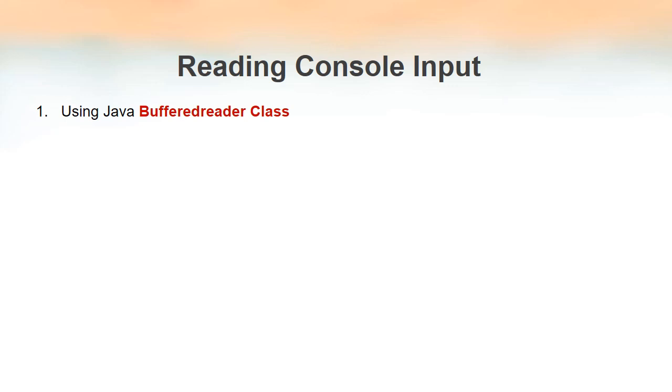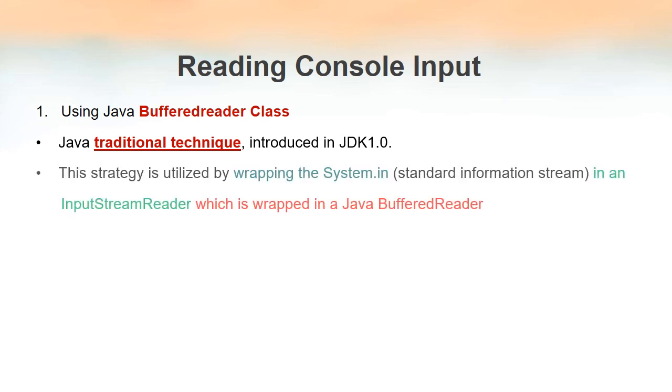Now we will see how to use the BufferedReader class to read input from a keyboard. This is the traditional technique that was introduced in JDK 1.0, that is, from the first version of JDK. If we have to use this class to read input from a keyboard or from the console, we have to do the following things. We have to wrap System.in, which is our standard input stream, in an InputStreamReader which is wrapped in a Java BufferedReader. As you can see, there are three steps that we have to combine together into a single step. So it increases the complexity and it becomes really hard to remember these three steps.